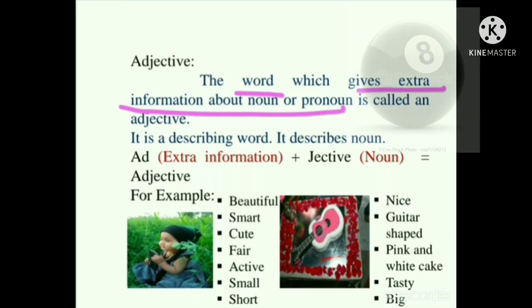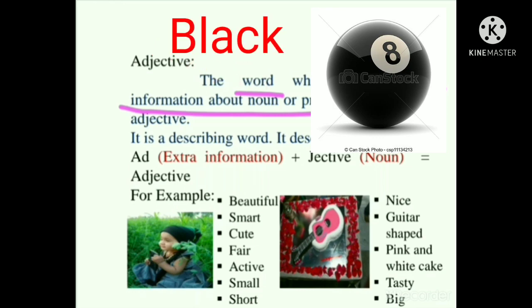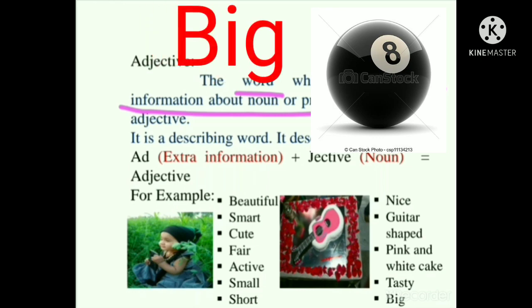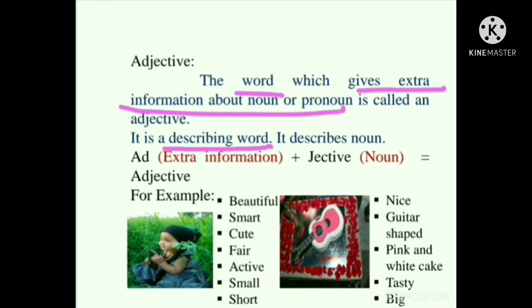For example, see, this is the ball, and if I say this is the circular ball, this is the black ball, this is the big ball. In all these three sentences, big, circular, black, all these are adjectives because these words are giving extra information about that ball. Here, all these words are describing words because adjectives describe that particular noun. Okay, and that's why an adjective is a describing word.